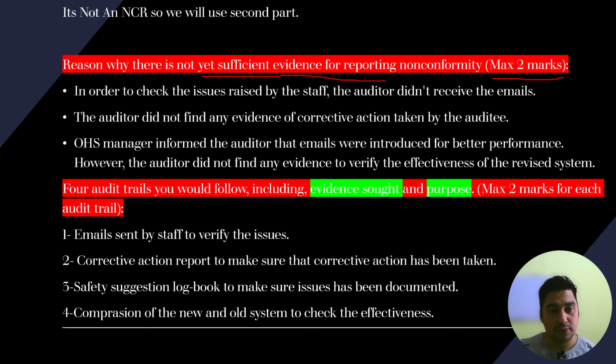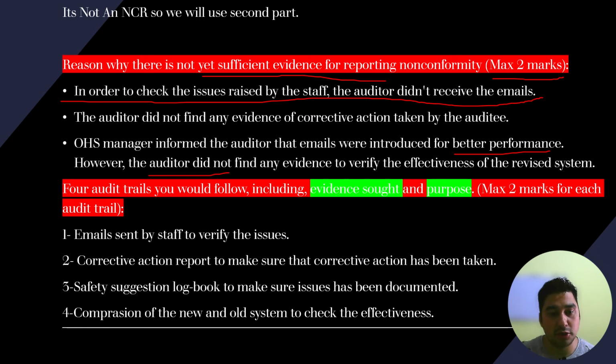So first, in order to check the issues raised by the staff, the auditor didn't receive the emails. The auditor didn't get any emails sent by the staff. Then the auditor did not find any evidence of corrective action taken by the auditee. The health and safety manager already got the suggestions from the staff, but whether corrective action has been taken or not, you don't have any idea in this scenario. Then the OHS manager informed the auditor that emails were introduced for better performance. That is the statement.